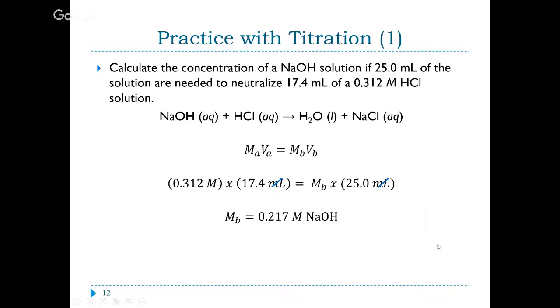Now, when you have a one-to-one relationship, you can simply use this equation, which is MAVA equals MBVB, because the moles of your acid have to equal the moles of your base at your equivalence point. So here we can simply plug in our molarities of our respective compounds. It's a 0.312 molar acid. You have 17.4 milliliters of it. You've titrated it with 25.0 milliliters of your base. So we divide 25 into this side of the problem, and we end up with a concentration of 0.217 molar sodium hydroxide.